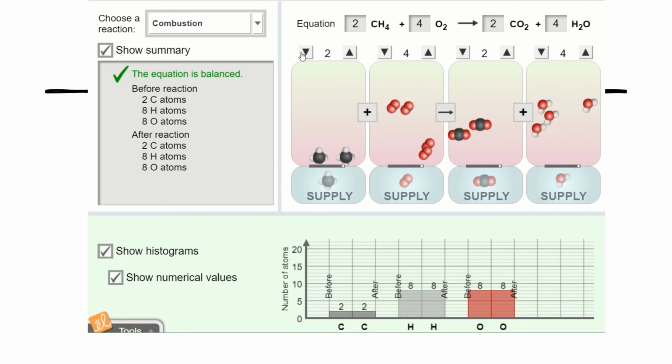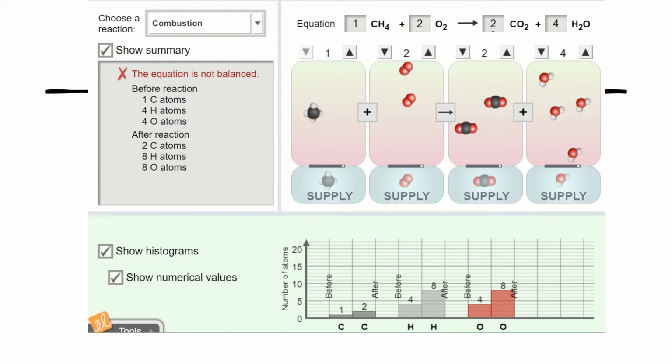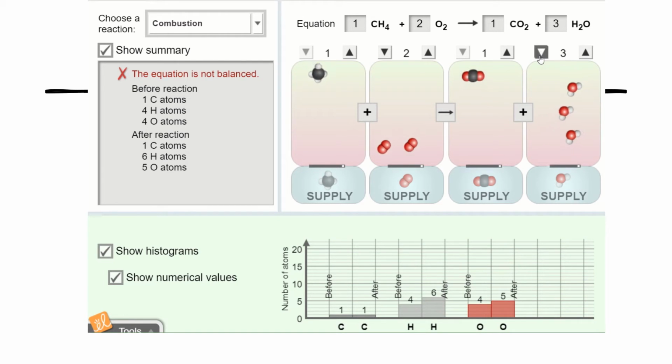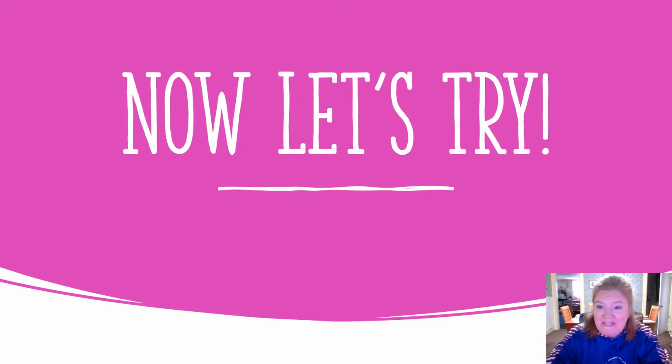2 divided by 2 is 1. 4 divided by 2 is 2. 2 divided by 2 is 1. And 4 divided by 2 is 2. So you can see it's balanced and the correct coefficients. Okay, there we go. All right, now that we've gone through those virtual examples, let's try it ourselves.